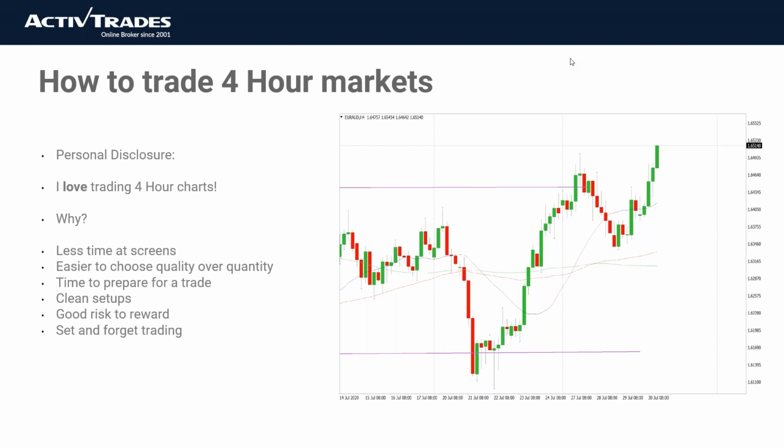And also another important thing, and increasingly for myself, is that it allows me to do what I would call set and forget trading. And what I mean by that is that I've had time to prepare the trade. I know where my entry is. I know where my stop loss is. I know where my target is, which we'll come on to in a little bit more detail. And almost once my orders are on the platform, I could almost, as I say, set and forget.